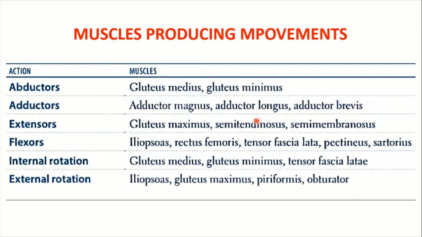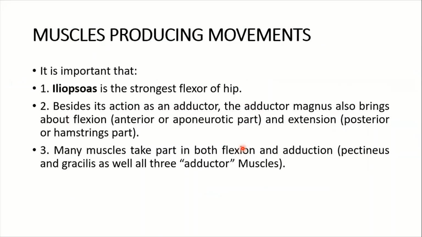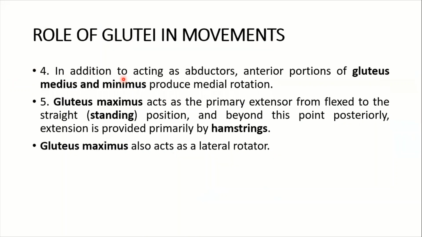Let's now discuss movements from this table. This is a summary. Abductors are gluteus minimus and medius, and adductors are adductor magnus, longus, and brevis. Extensors, I told you already: gluteus maximus, semitendinosus, and semimembranosus, the hamstrings. And the flexors are iliopsoas, rectus femoris, tensor fasciae latae, the pectineus and the sartorius. Internal rotation: the gluteus medius, minimus, tensor fasciae latae. External rotation: iliopsoas, gluteus maximus, piriformis, and obturator. This I discussed with you already.